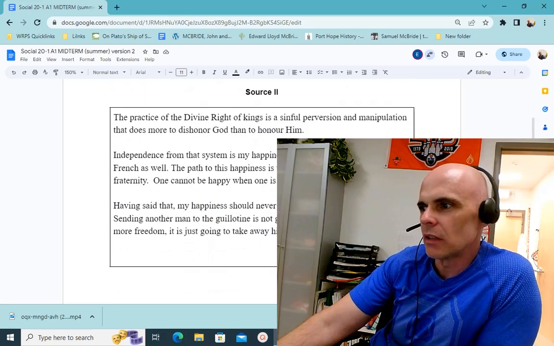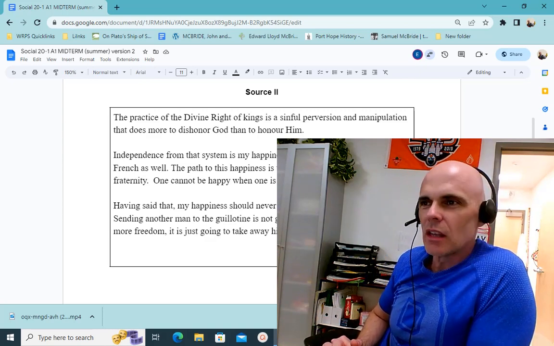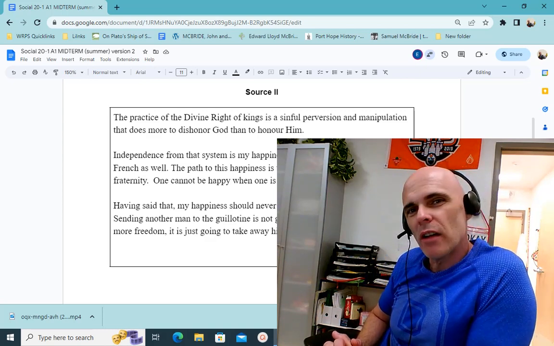Now we go to source 2. Read it through once. We see that it's Paine. We know Paine's going to disagree, but we might find some common ground here as well.